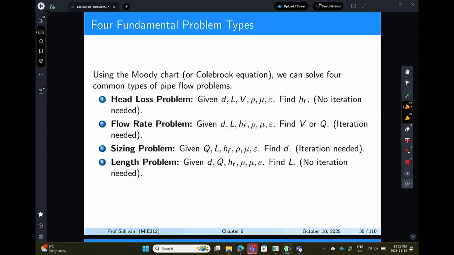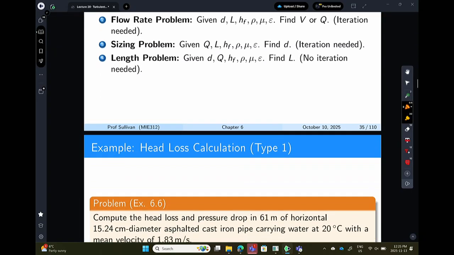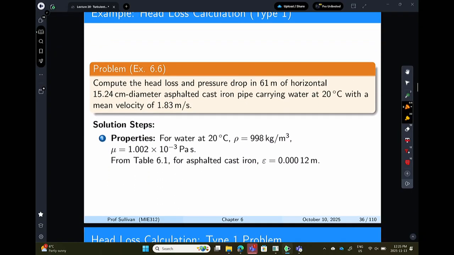There you go. Type 2 and 3 problems are the most difficult because you have to go back to the chart and you have to iterate until you have a solution for the friction factor that is converged. And so you end up making a guess. Once you make that guess, you then solve it, and then you go back to the problem. So here is the first type, and that's type 1.